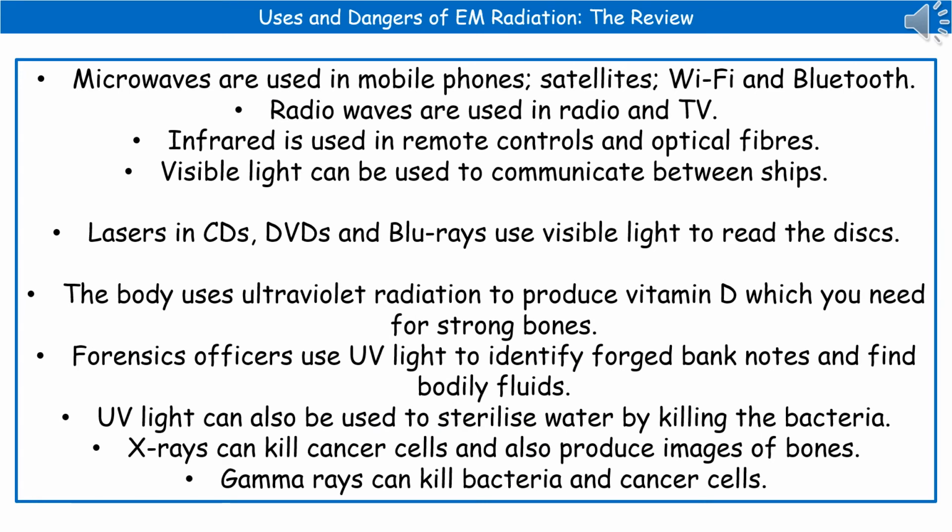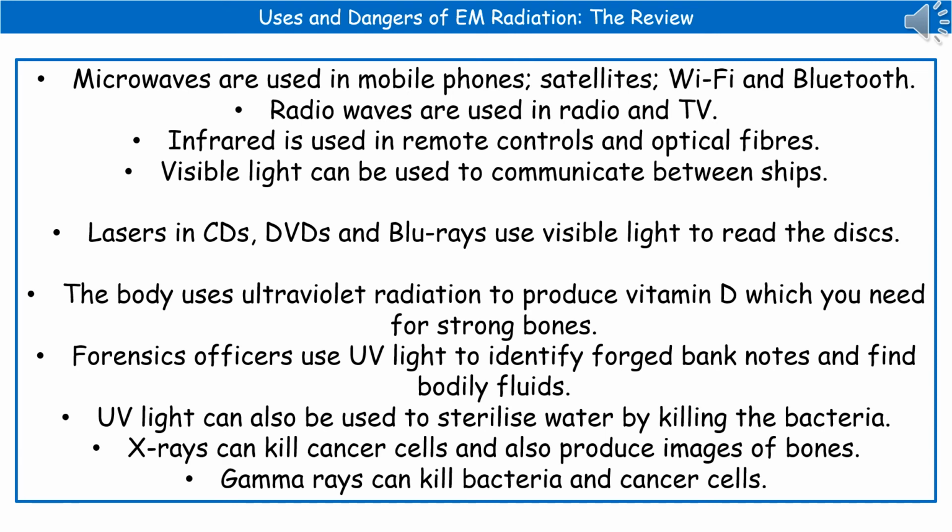We need to know some uses of electromagnetic radiation. So microwaves are used in mobile phones, satellites, Wi-Fi and Bluetooth. Radio waves are used in radio and TV. And infrared is used in your remote controls and optical fibres. And we can also use visible light to communicate between ships. So our first little block there is communication links.